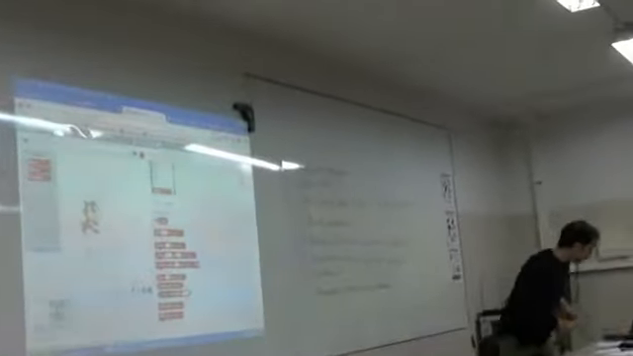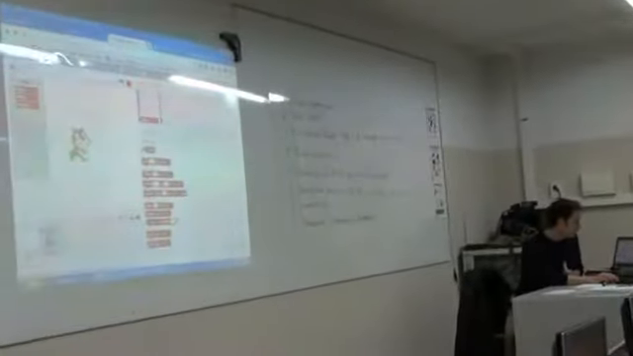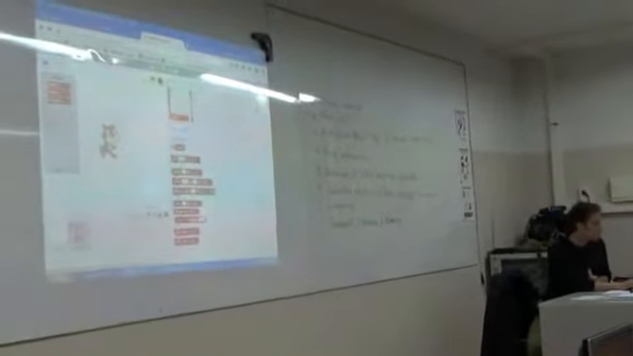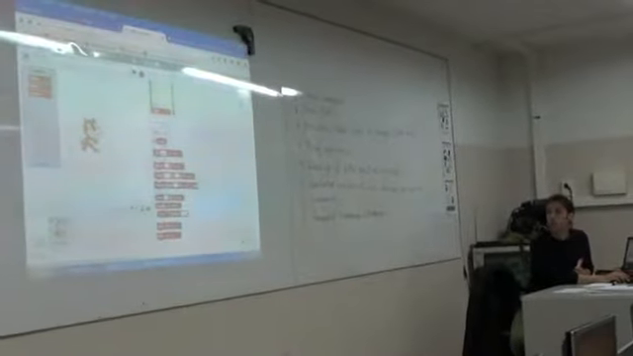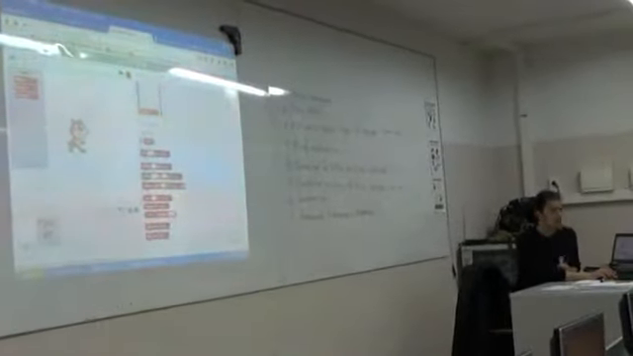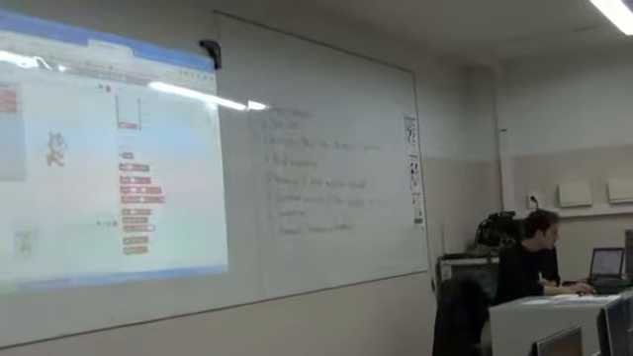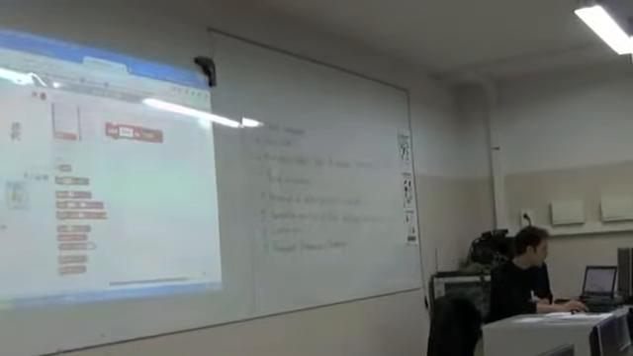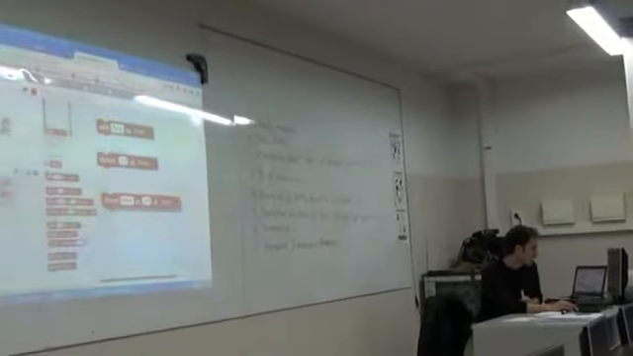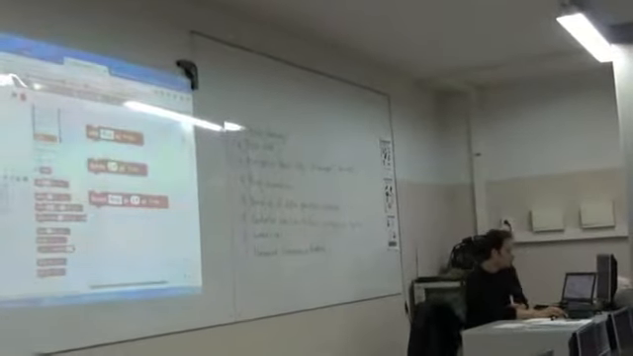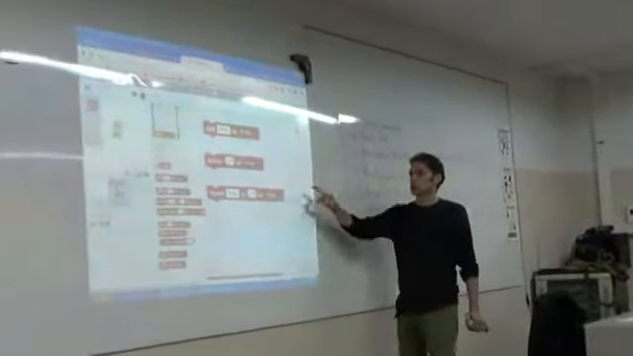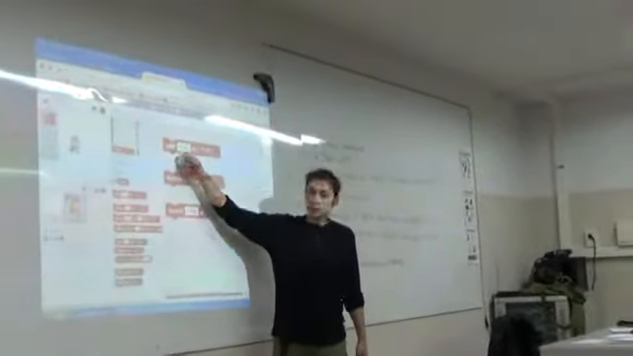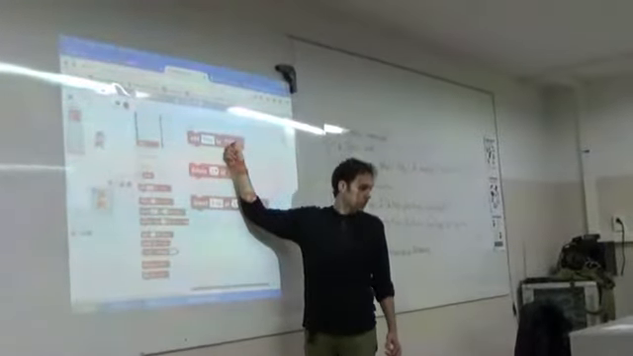Brief explanation. Now, there are 1, 2, 3, 4, 5, 6, 7, 8, 9 special blocks to handle the list. Okay? Hay 9 fichas especiales para la lista. Let's see just 3 of them. This one, and this one. Okay? Very easy to understand. Add thing to fruits. So, add something, a thing, whatever is here, to the list fruits.